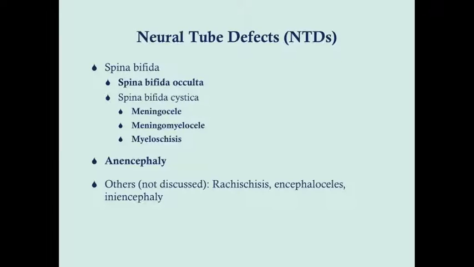So the neural tube defects include really two classes that we're going to talk about. Spina bifida, which affects the spine. It means bifurcated spine. It's just Latin. And this has two different classes. Spina bifida occulta, which is a disease process in and of itself, and then spina bifida cystica, which is visible to the naked eye, and that includes meningocele, meningomyelocele, and myeloschisis. And those all have different prognoses, and we're going to treat those differently.